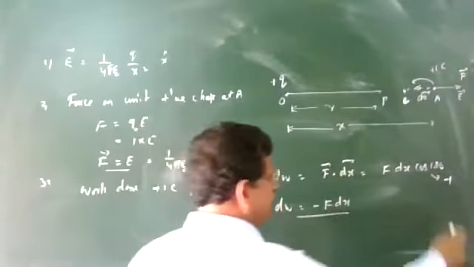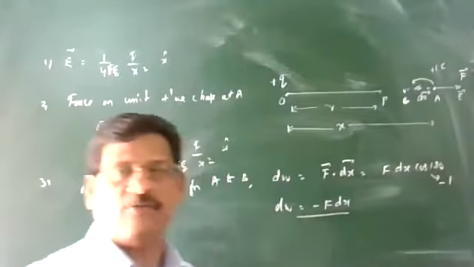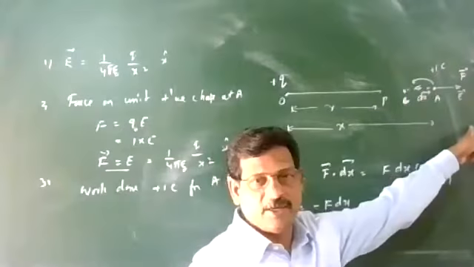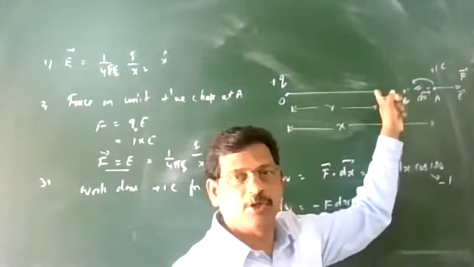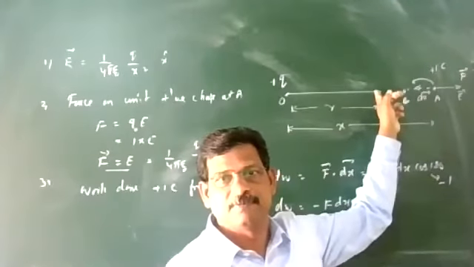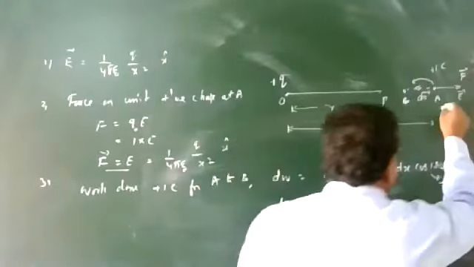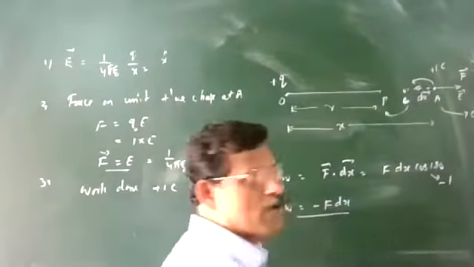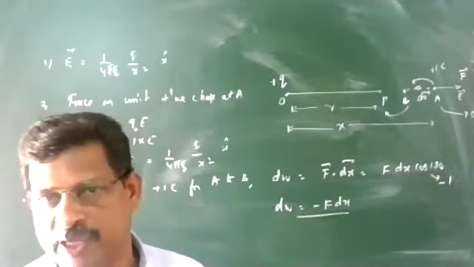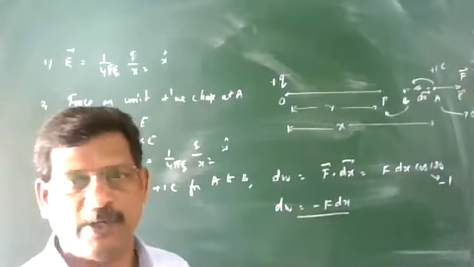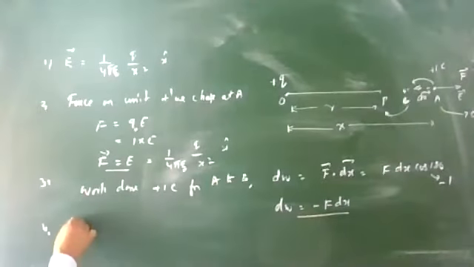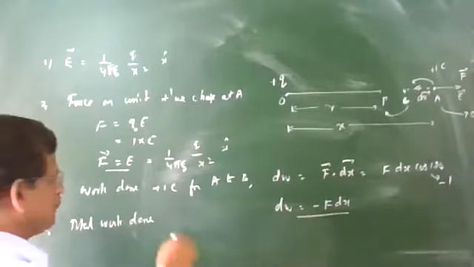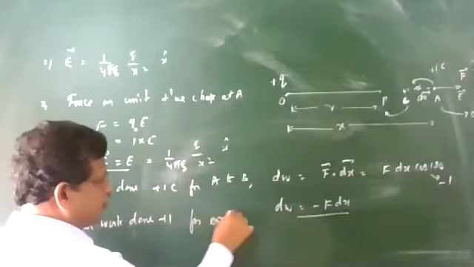So what is the total work done? Now the point A is taken to infinity, and the point B is coming to the point P. A is going to infinity and B is merging with P. So the total work done to bring a unit positive charge from infinity to the point P.